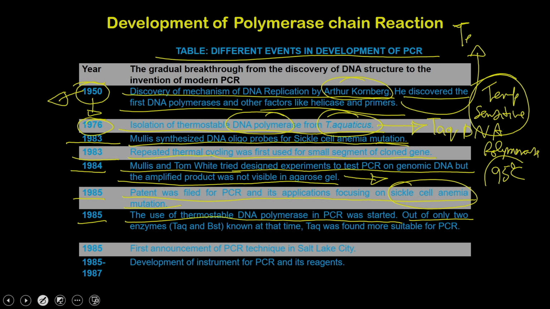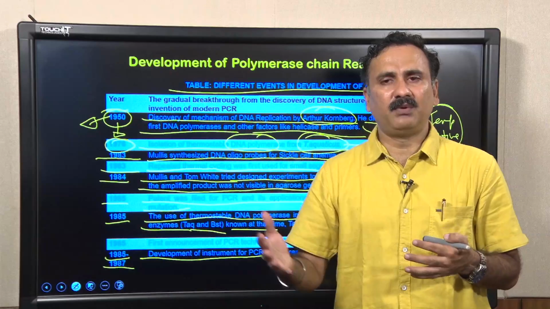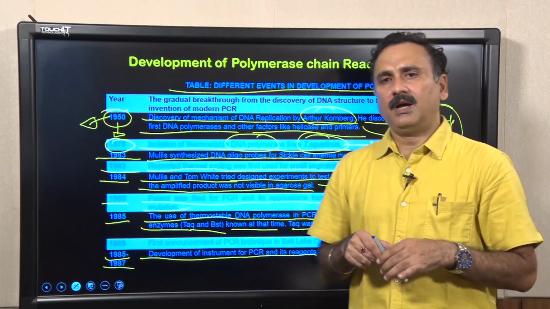Of the only two enzymes known at the time, Taq DNA polymerase was found more suitable for PCR. And from 1985 to 1987 people discovered a lot about different types of instruments, so there were many discoveries and developments later on with the help of instrumentation.